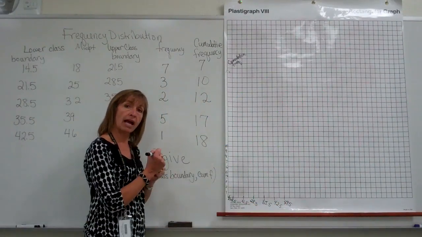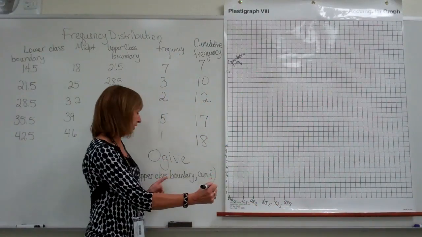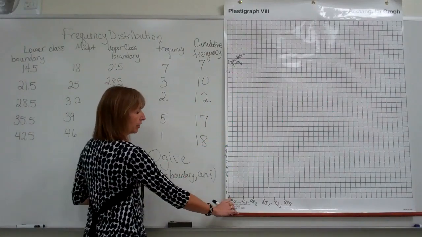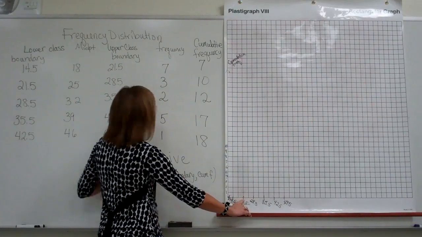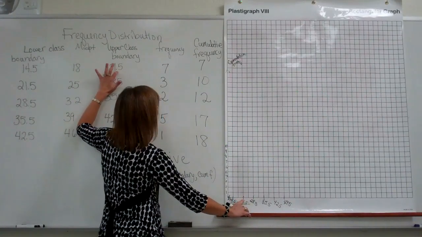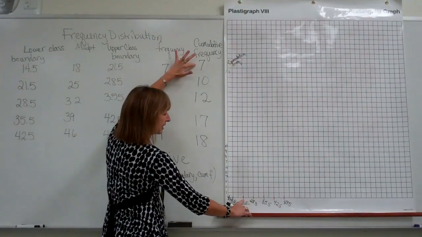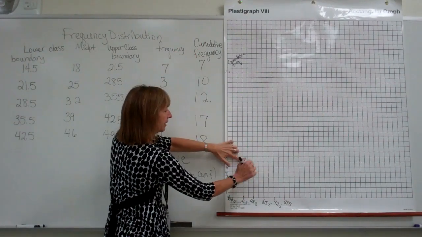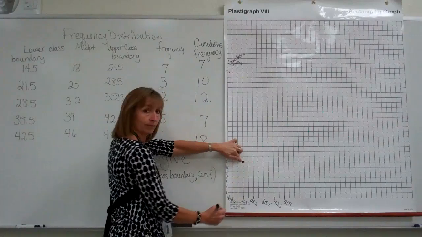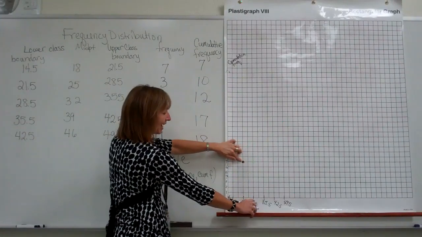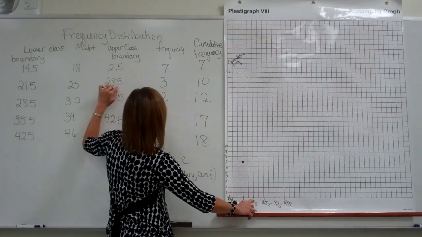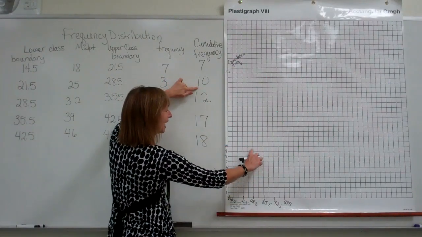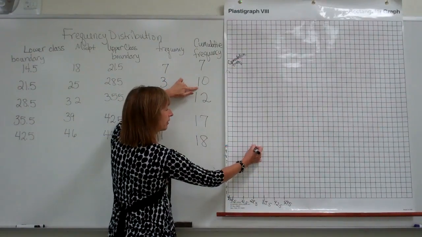Now we're going to graph upper class boundary, comma, cumulative frequency for each of these classes. For my first class, my upper class boundary is 21.5, and my cumulative frequency is 7. So I will draw a dot here. For the second class, the upper class boundary is 28.5, and the cumulative frequency is 10. So I'll draw a dot here.